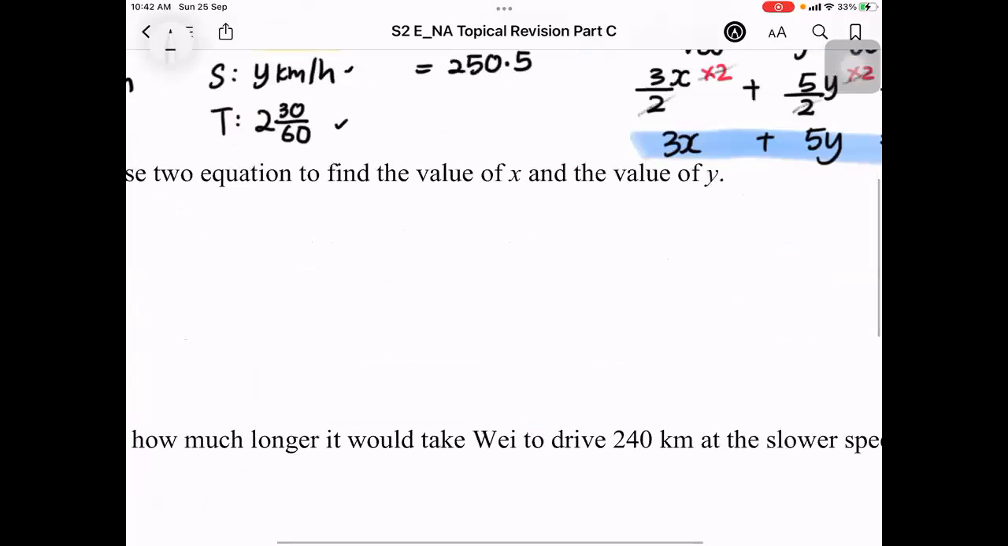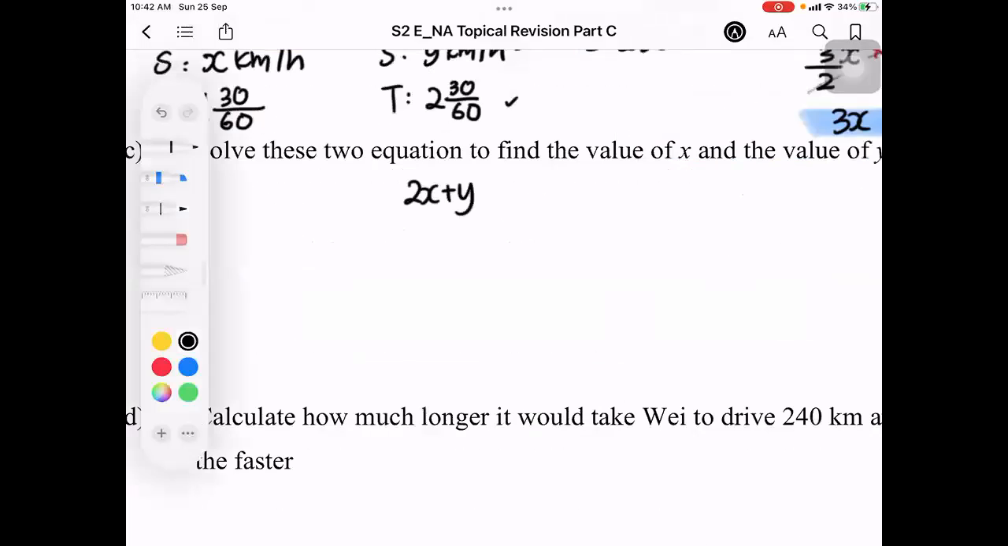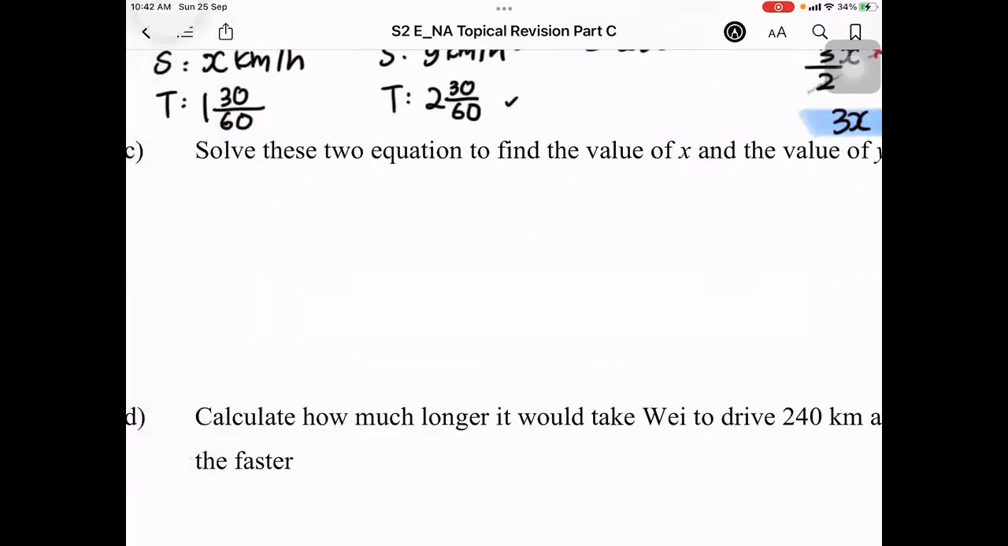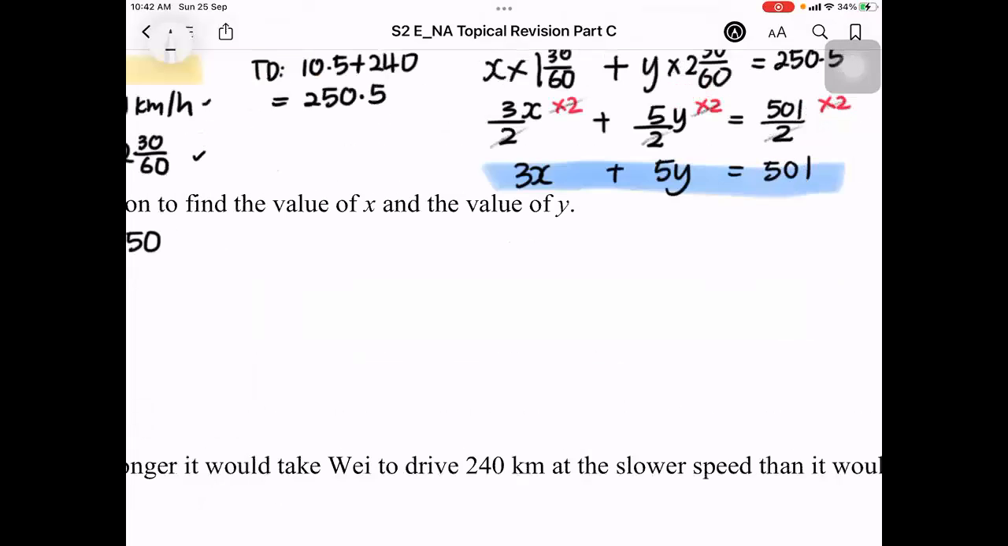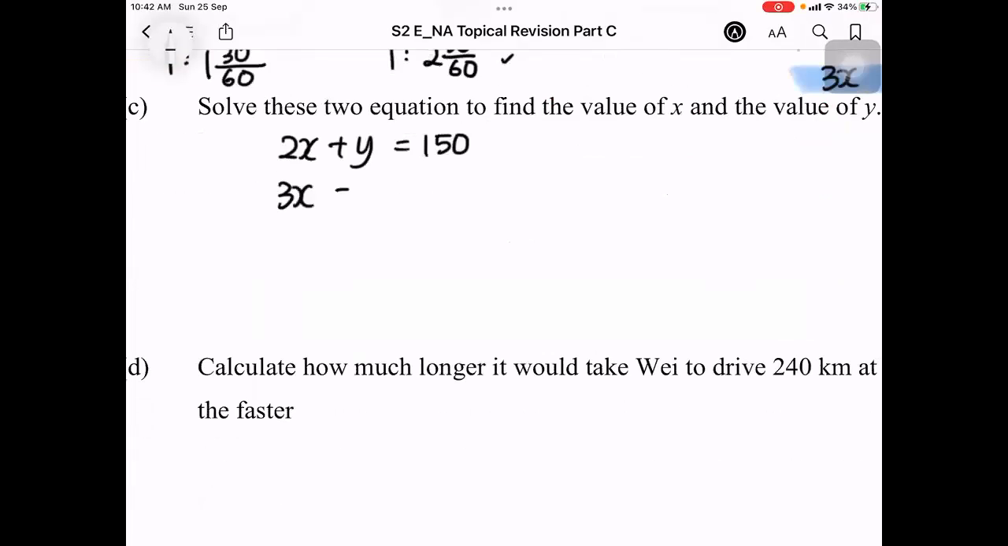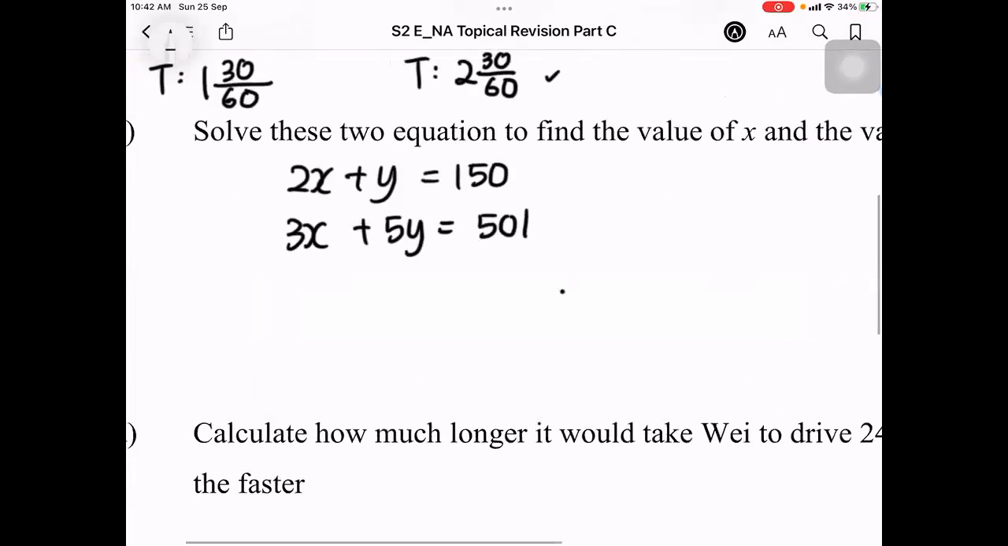So 2x plus y equals 180. Then the other equation, 3x plus 5y equals 501. Okay, then now we're going to make the equation disappear.